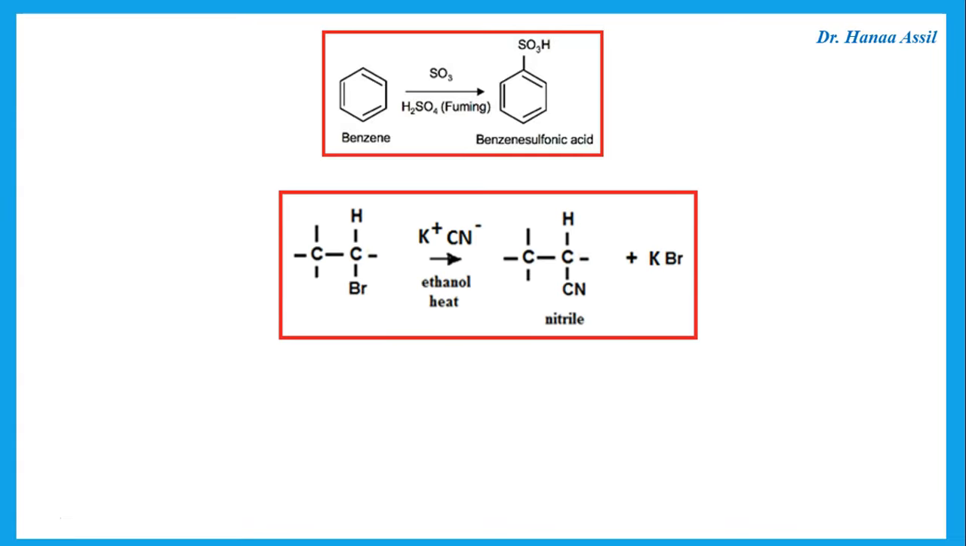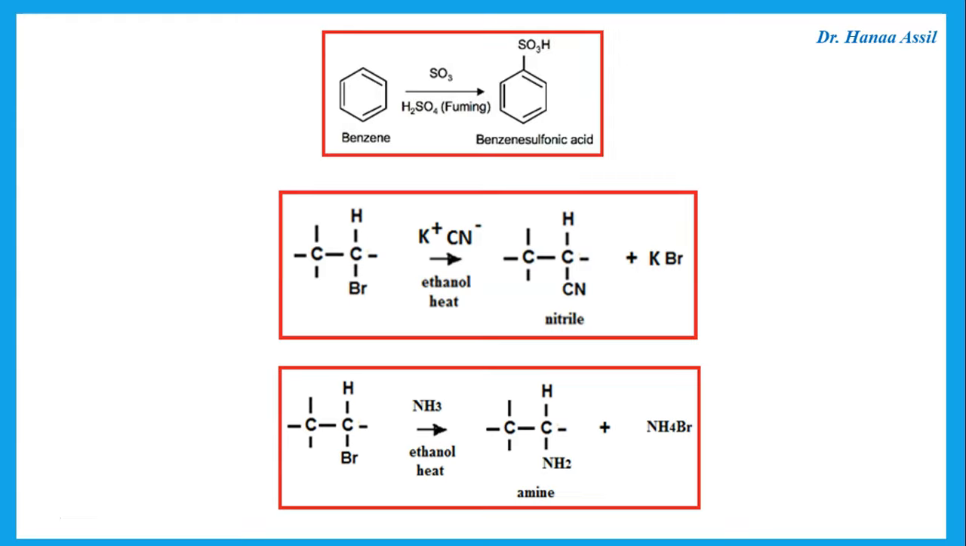trioxide. How do we prepare a nitrile, or how do we add a cyanide group? We react potassium cyanide in ethanol with an alkyl halide. This puts a cyanide, and remember this adds a new carbon to the chain.